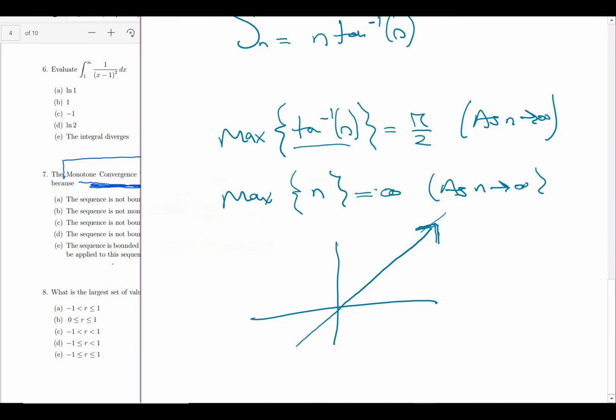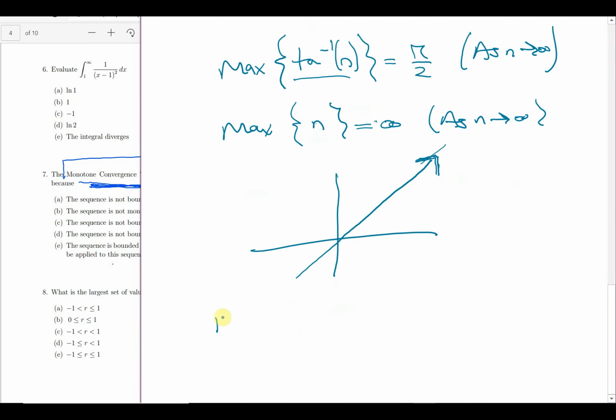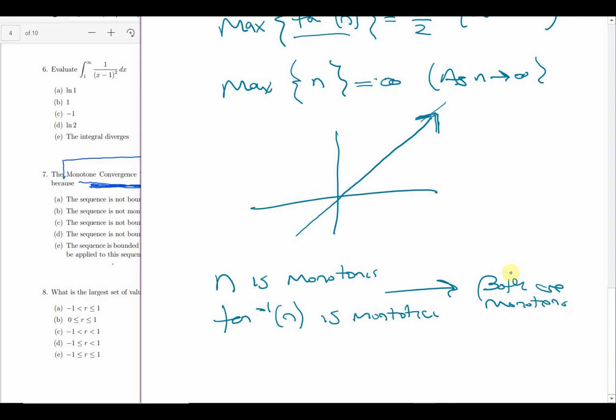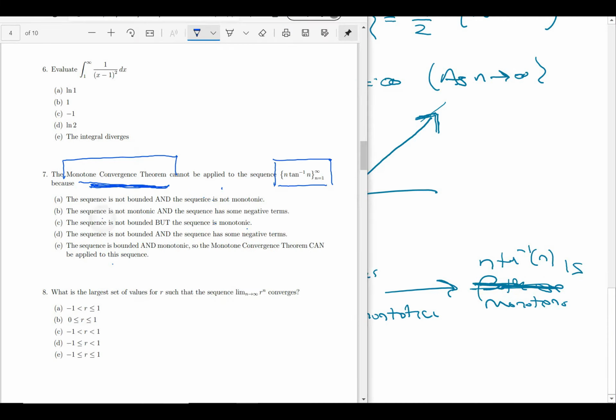But is it monotonic? Well, n is monotonic, and tan negative 1 n is monotonic. Therefore, both are monotonic. Or I would just say, therefore, n tan negative 1 n is monotonic, because you're just taking two monotonic increasing functions and combining them.